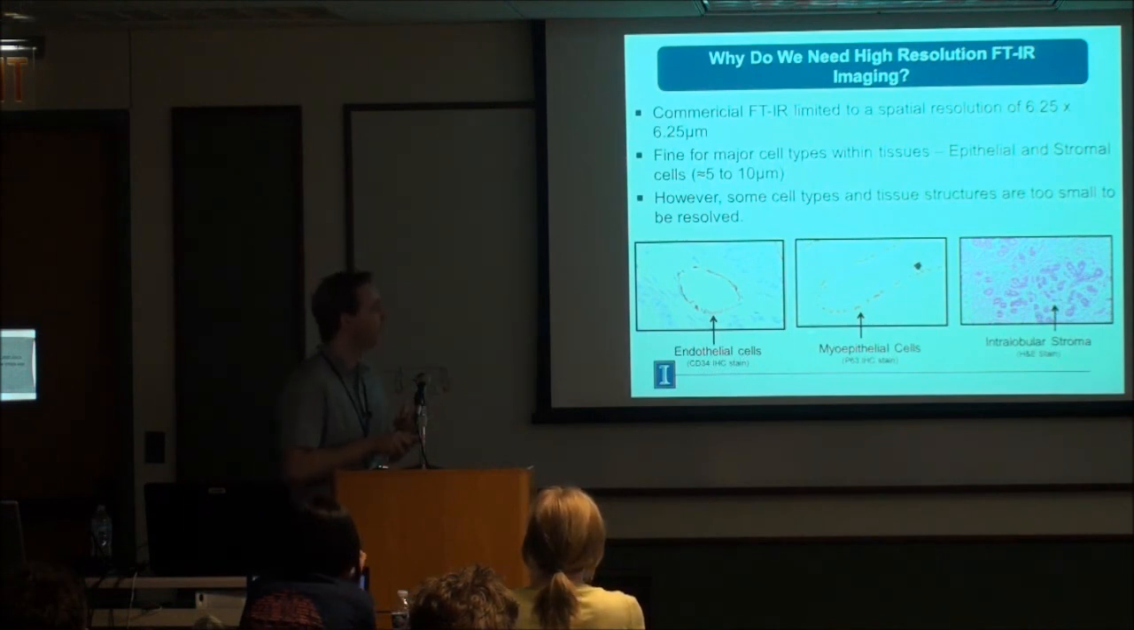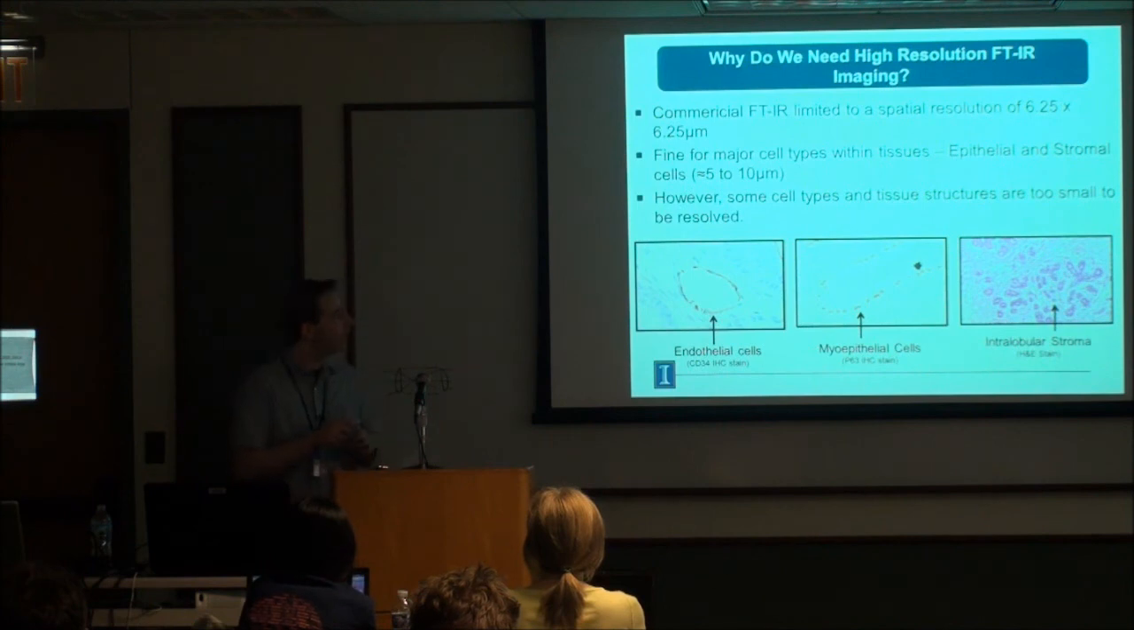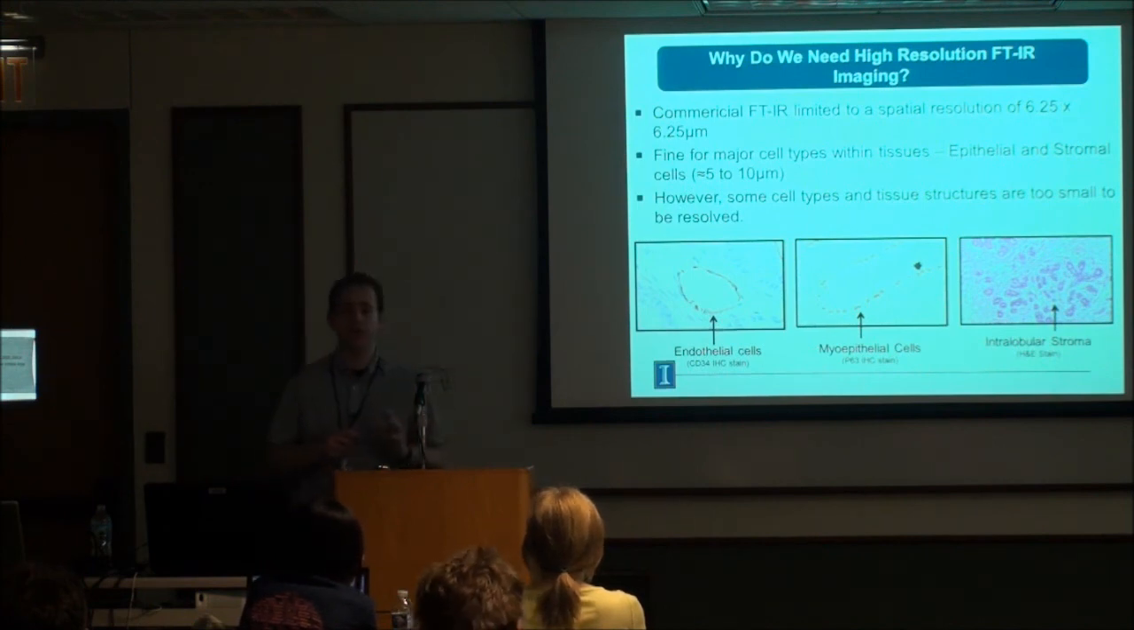This, from a spectroscopic point of view, is actually quite difficult, certainly with infrared, because the cells typically are on the order of about 4 or 5 microns.